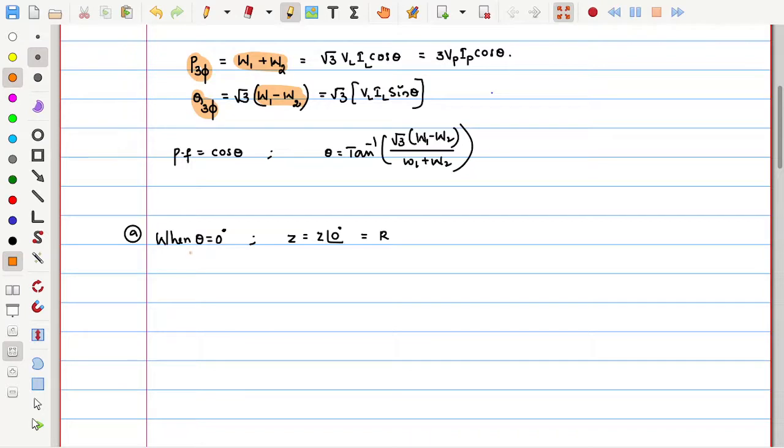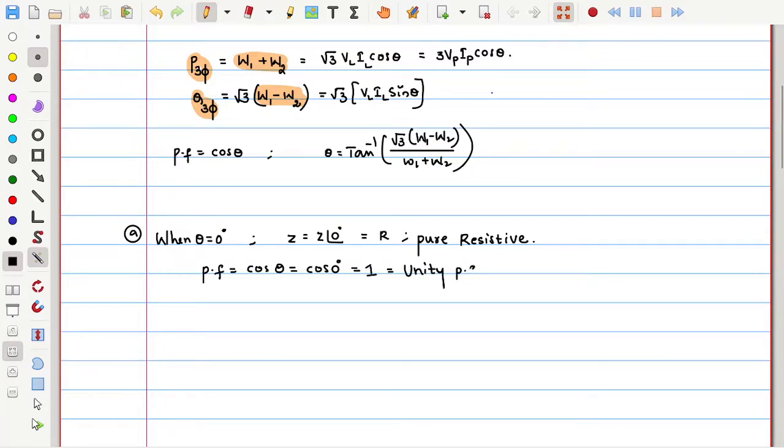That means when theta is equal to 0, we can say that the load is resistive. Then if theta is equal to 0, what is the nature of the power factor? Power factor is equal to cos theta, which is equal to cos of 0, which is equal to 1. That means we call this the unity power factor, unity PF. We get the unity power factor when the load is purely resistive. When the load is purely resistive, we get theta to be 0. If theta is 0, it is a unity power factor load.